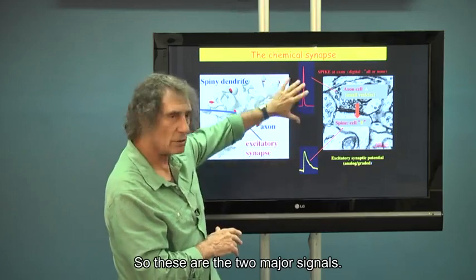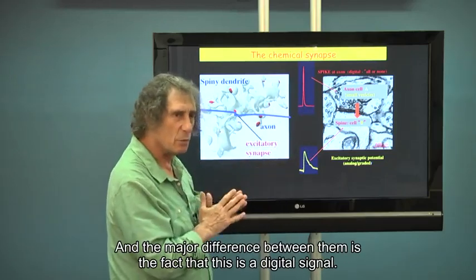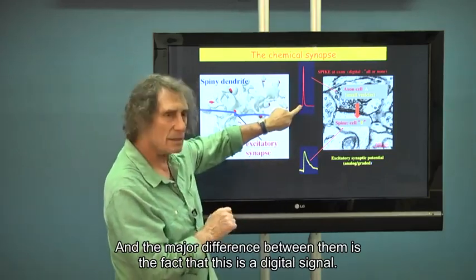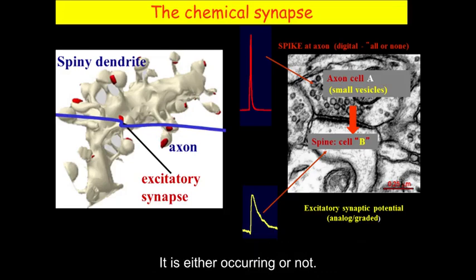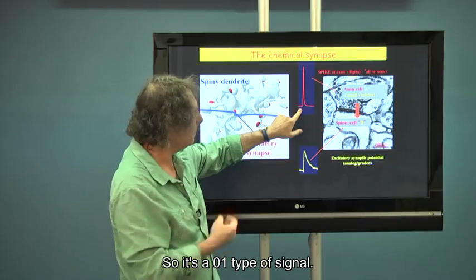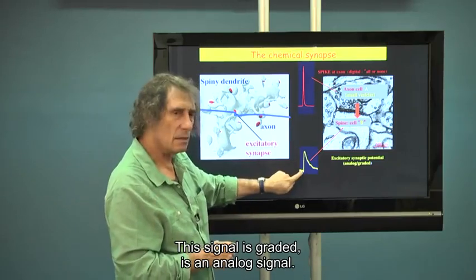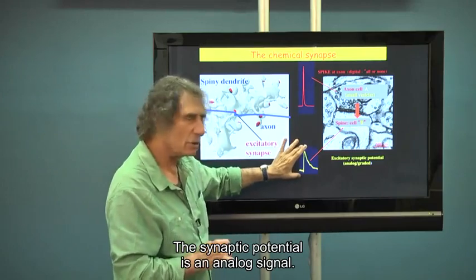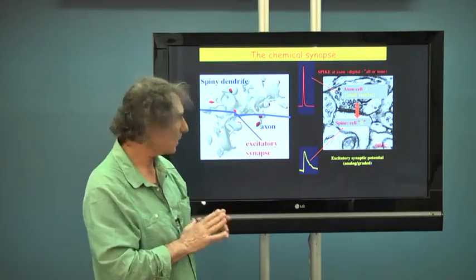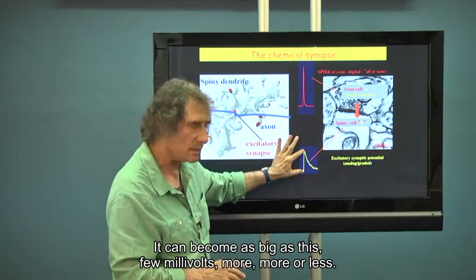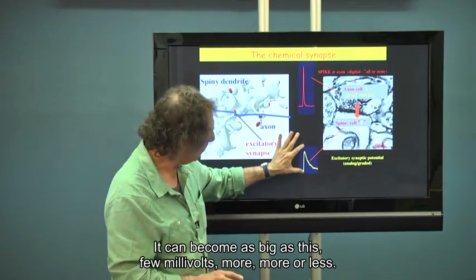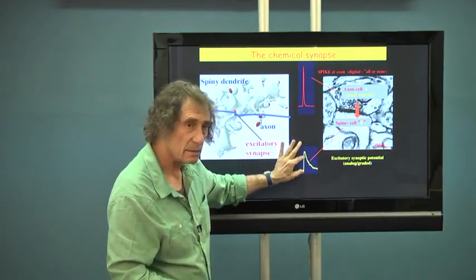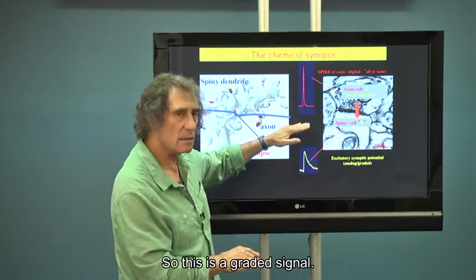So these are the two major signals, and the major difference between them is the fact that this is a digital signal. It either occurs or not. So it's a 0-1 type of signal. This signal is a graded, is an analog signal. The synaptic potential is an analog signal. It can become as big as this, few millivolts, more or less. So this is a graded signal.